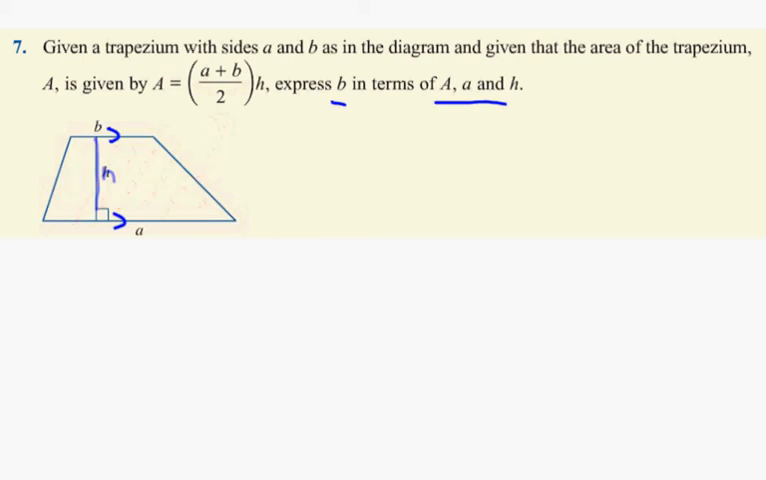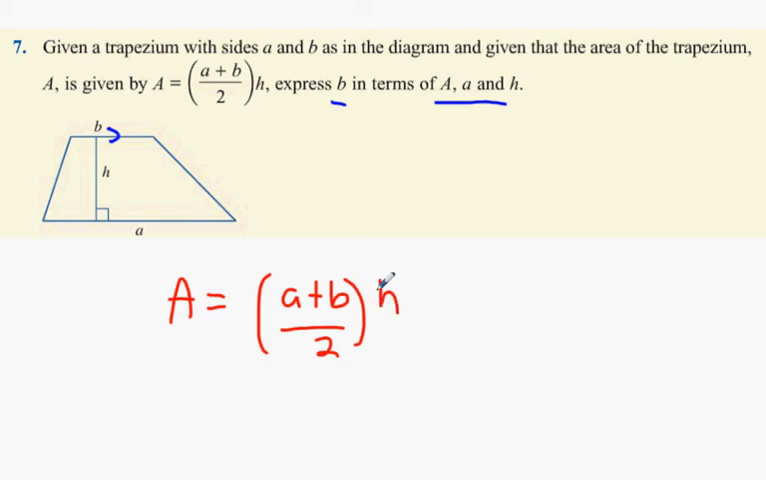Now, what we're looking at here, guys, is capital A equals (a plus b) over 2 times h. Now, what happens when you multiply a fraction by a number? What happens if you multiply 7 over 2 multiplied by 5? What's the answer to that? Can anybody tell me? 7 over 2 multiplied by 5. The answer is 35 over 2.